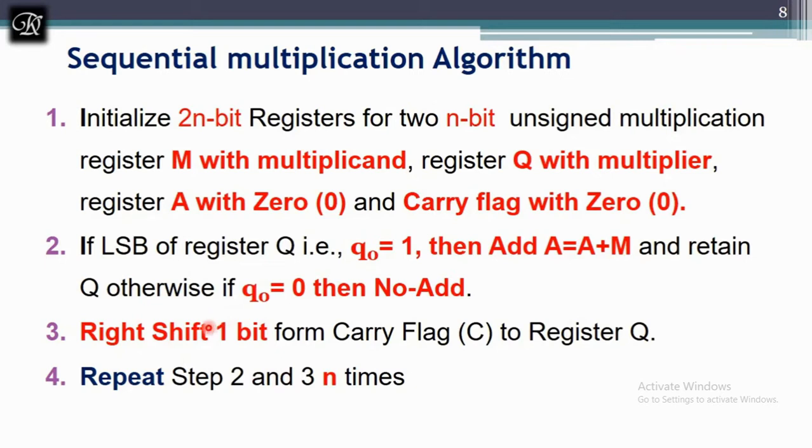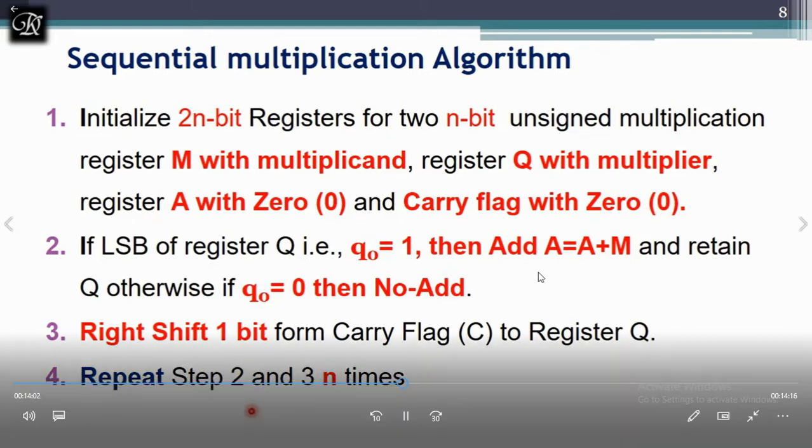After that, you have to shift right 1 bit, from the carry flag to register Q. You should move from the carry flag to register Q by 1 bit position. Then repeat steps 2 and 3. These two steps we have to repeat n times.